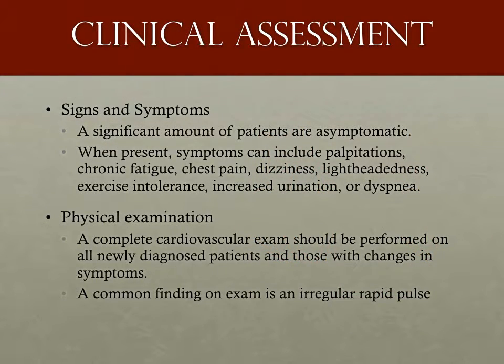A significant amount of patients are asymptomatic. When patients do present with symptoms, they can include palpitations, chest pain, lightheadedness, dyspnea. A complete cardiovascular exam should be performed on a patient with Afib, including a thorough history. A common finding on exam is an irregular rapid pulse. Patients may also present with symptoms of their cause of Afib, such as a patient with heart failure might have peripheral edema, and symptoms such as this might lead you to the patient's cause of Afib.